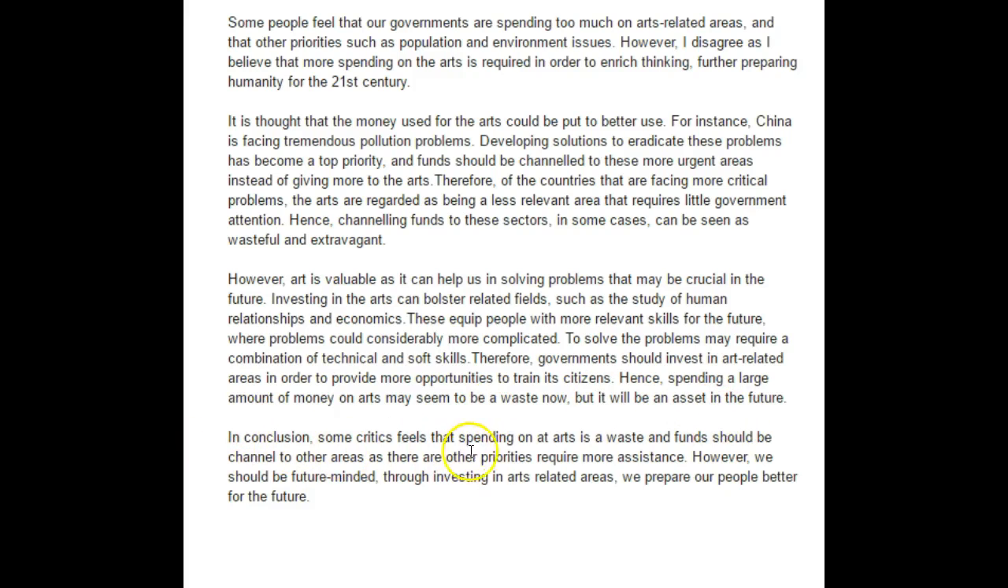In conclusion, some critics feel that spending on the arts is a waste, comma, and funds should be channeled to other areas, as there are, let's get rid of that, priorities that require more assistance. However, we should be future-minded, and through investing in arts-related areas, we prepare our people better for the future.